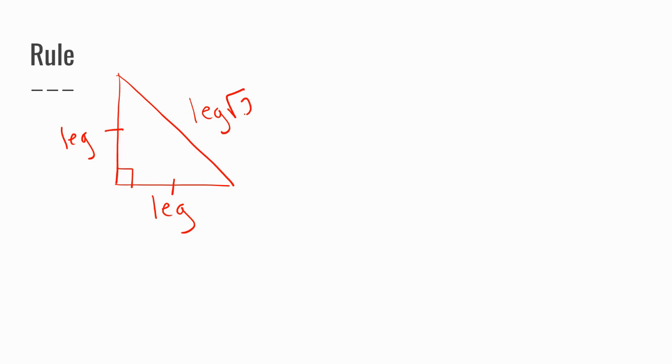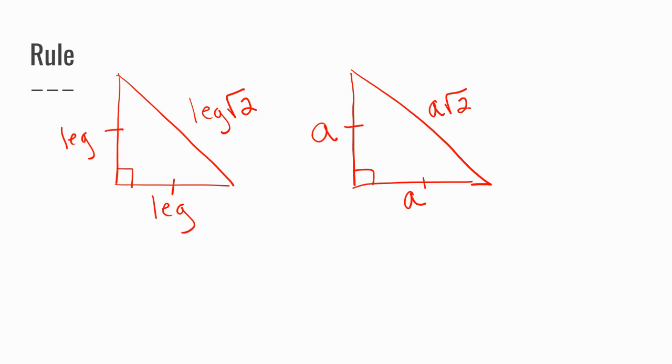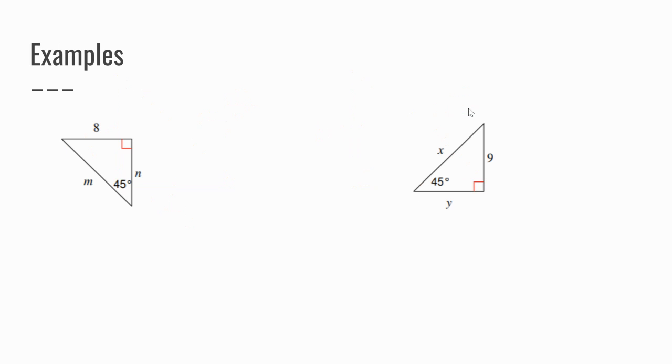Okay, so let's go ahead and write this rule down. I'm going to write it a couple different ways. So we have a leg and we have a leg, and those legs will always be equal since it's an isosceles triangle. And then we're always going to have your leg times your square root of 2. Sometimes you might see this written like this, where you have an A, and then we have another A, and then it's going to be A times the square root of 2. So that's our rule. Now let's go ahead and use this rule a little bit and do some examples.